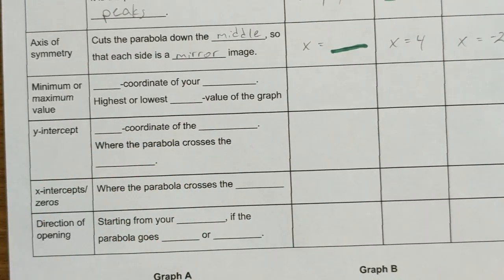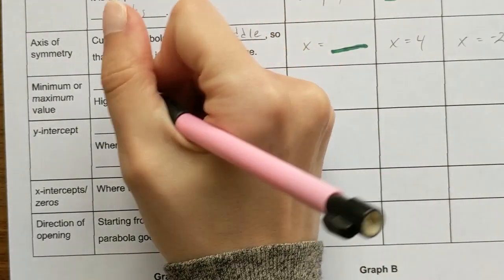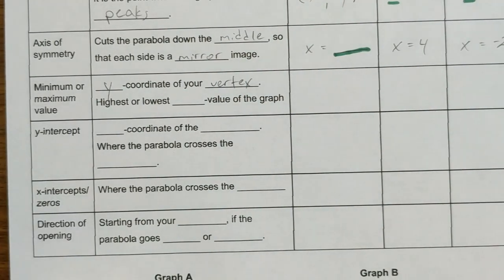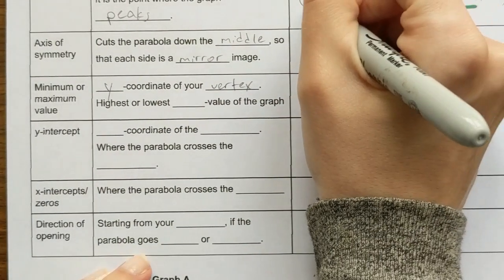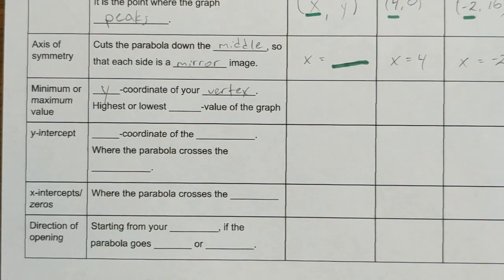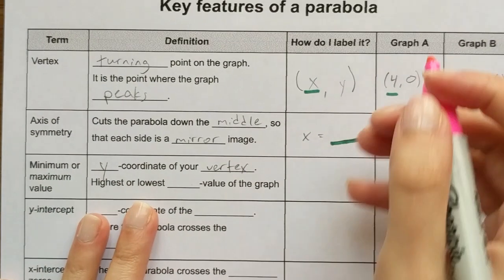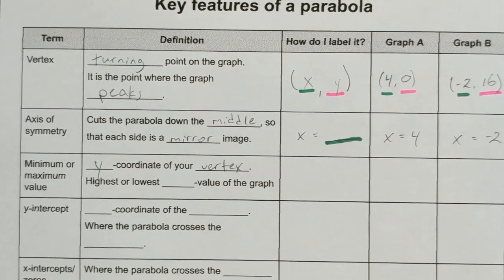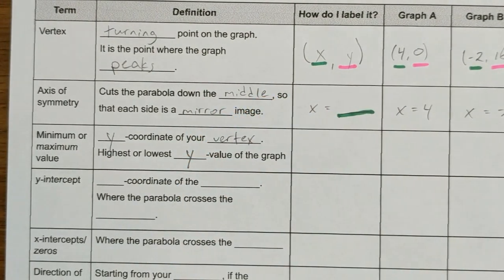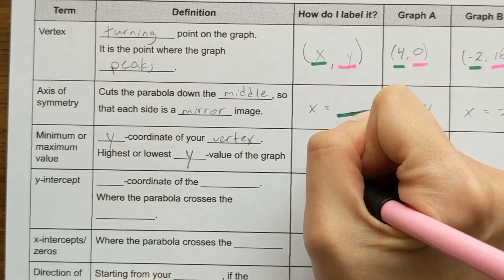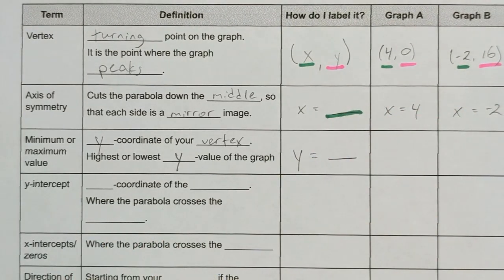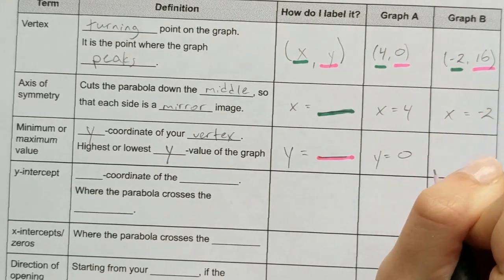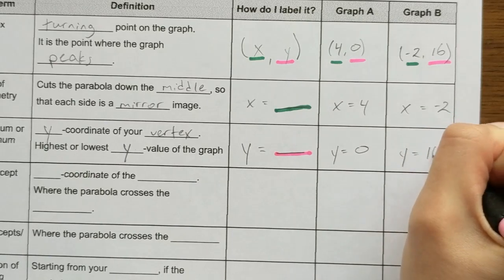Our minimum or our maximum value is the y coordinate of my vertex. Let's just take a look here. The y coordinate of the vertex is going to be 0 and it's going to be 16. It is the highest or the lowest y value of the graph. And we write it that y is equal to a number. In this case, y is equal to 0 and y is equal to 16.